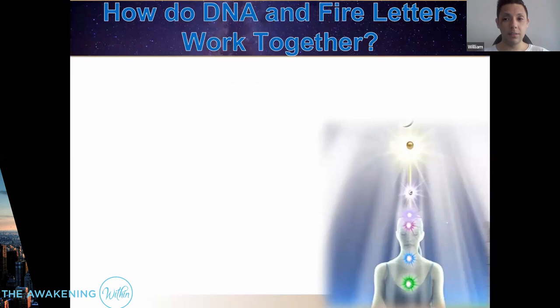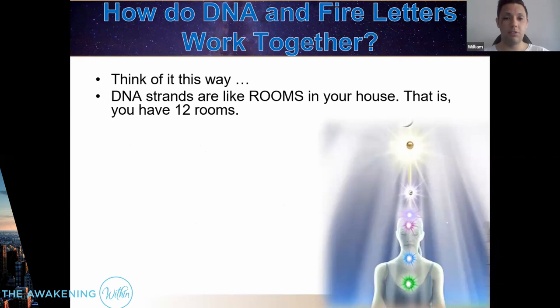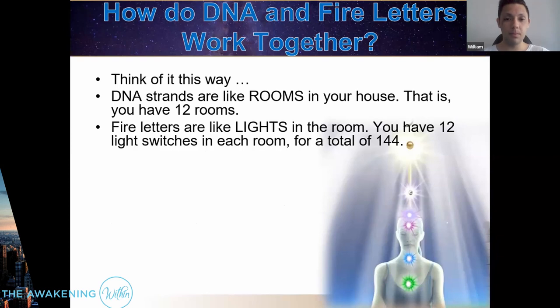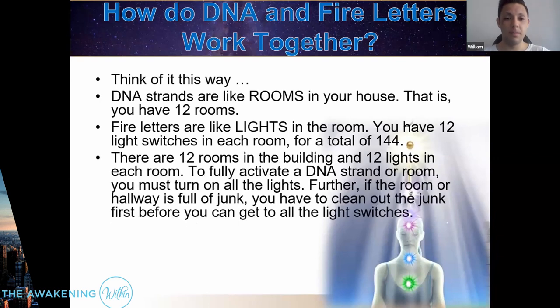So how do DNA and fire letters work together? Think of it this way. DNA strands are like rooms in your house. So imagine that you've got 12 rooms. Fire letters are like the lights in your room. So you have 12 light switches in each room, totaling 144. So there are 12 rooms in the building and 12 lights in each room. To fully activate a DNA strand, or room, you must turn on all the lights. Furthermore, if the room or hallway is full of junk, you have to clean out the junk first before you can get to all the light switches.